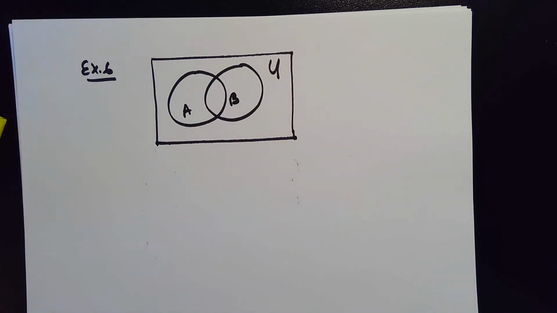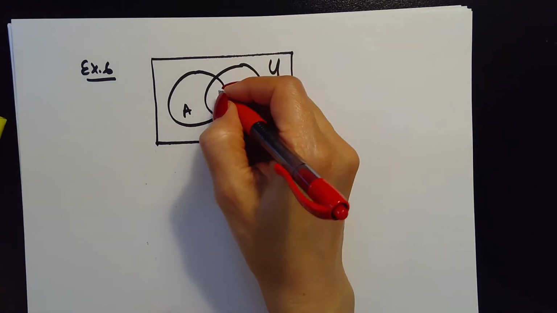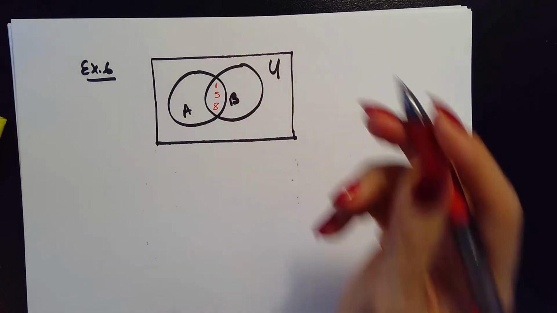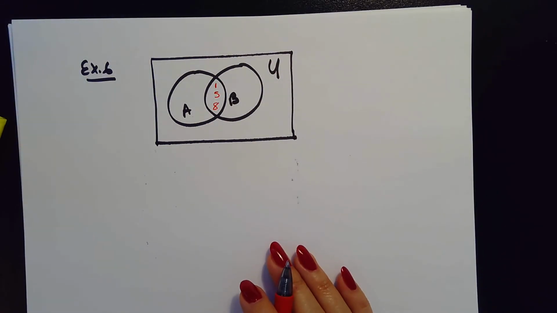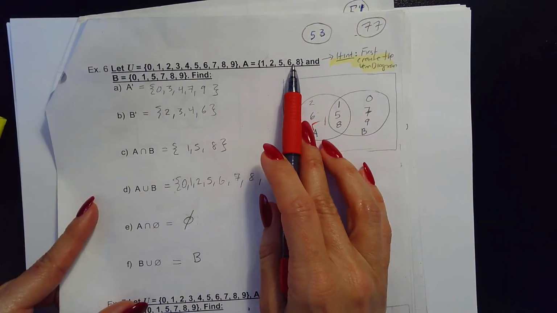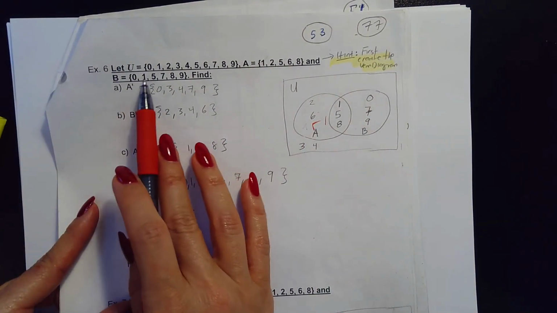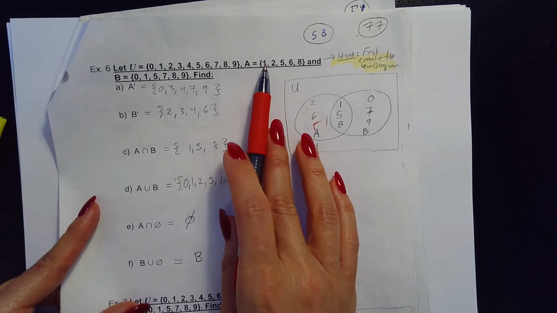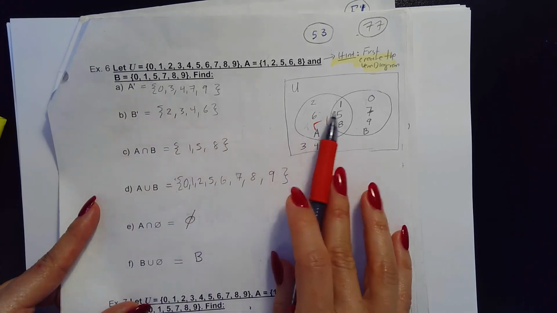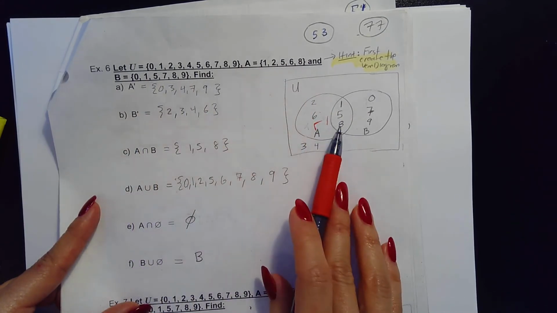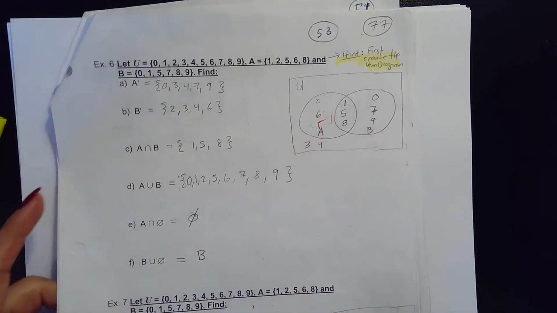So what are the elements that are in both sets A and B? You have 1, 5, and 8, right? Let me show you why that is, because you look at A, you have 1, 2, 5, 6, 8. And you look at B, 0, 1, 5, 7, 8, and 9. The only ones that are in both, you have 1, right? 1 is in both, so you put it there. 5 is in both, and 8 is in both. So that's this area, the intersection here.